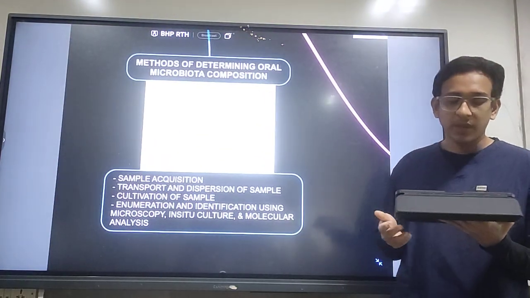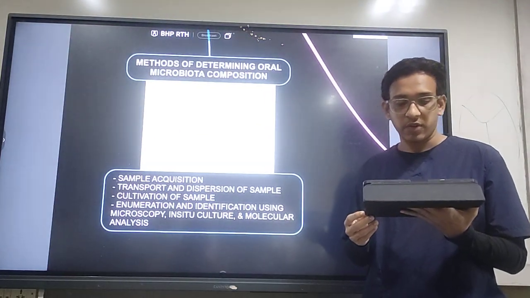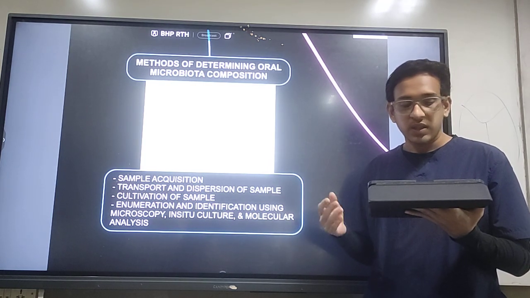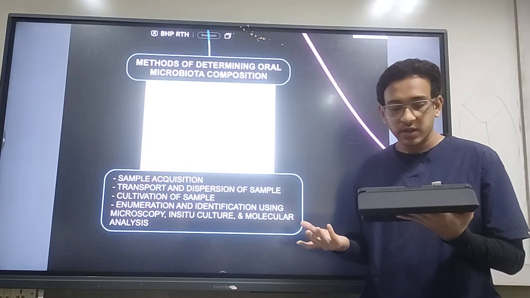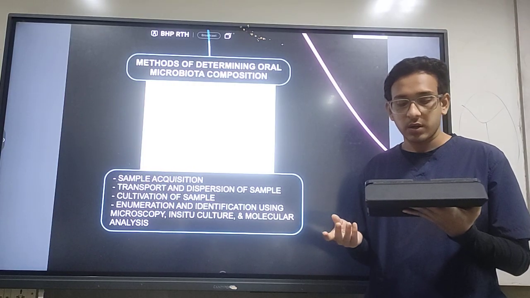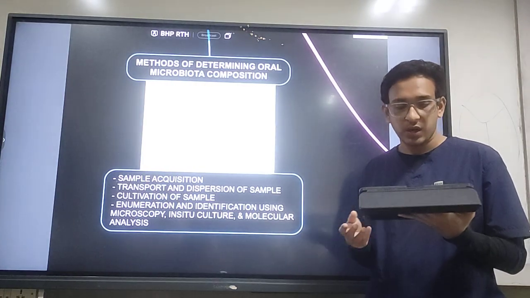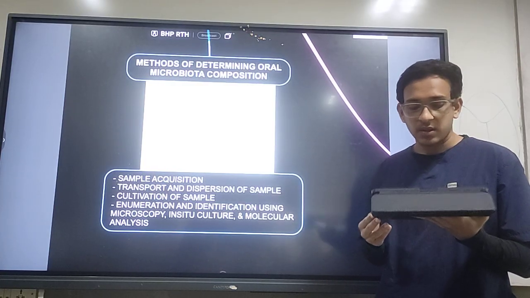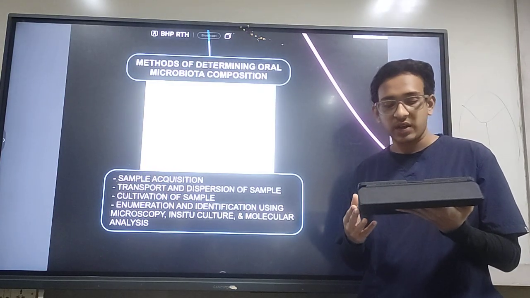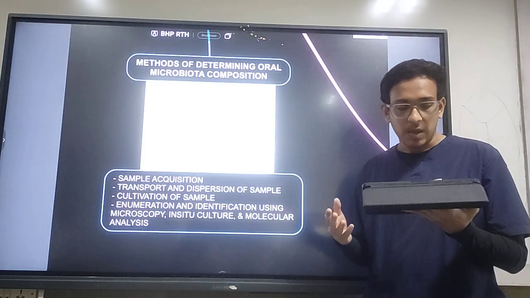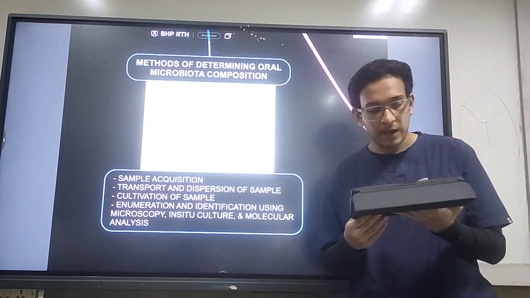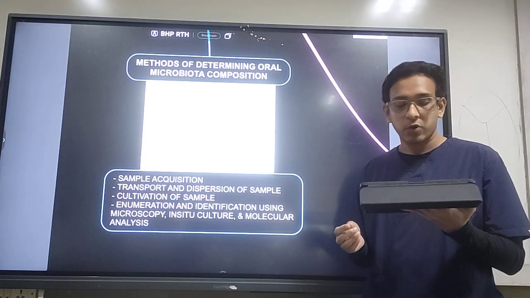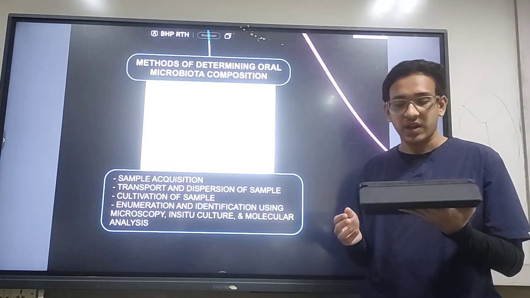So the commonly used methods for determining oral microbiota composition are either culture methods or molecular methods, which are culture independent. The basic steps are sample acquisition, then transport and dispersion of the sample. Then the sample is cultivated, and enumeration and identification is done using microscopy, in situ culture or molecular analysis.